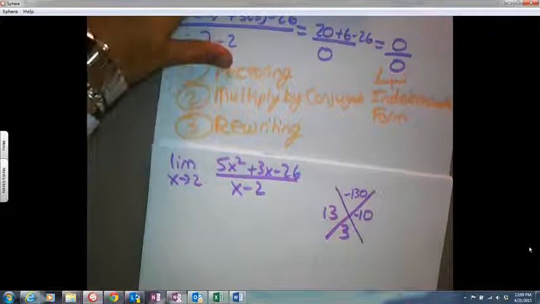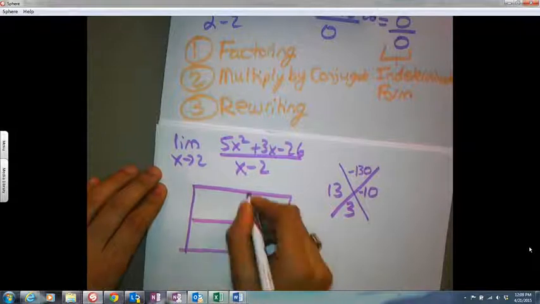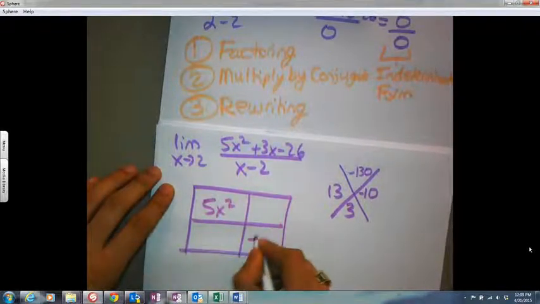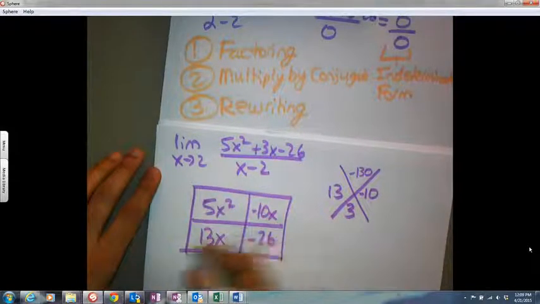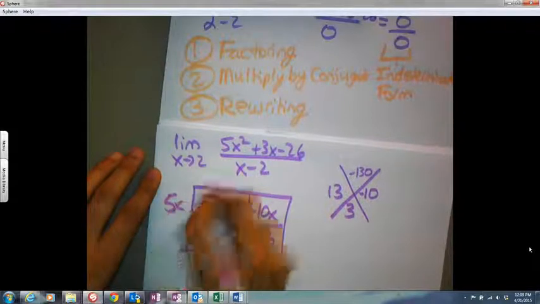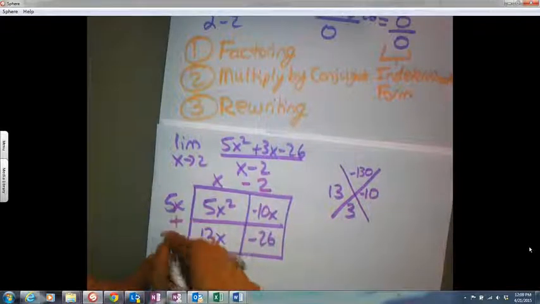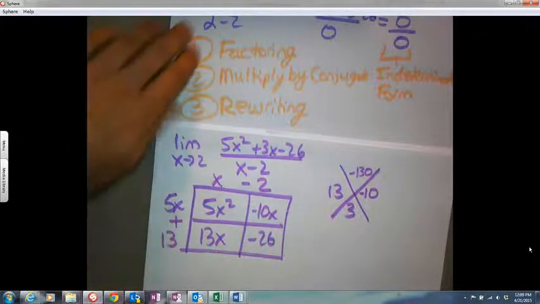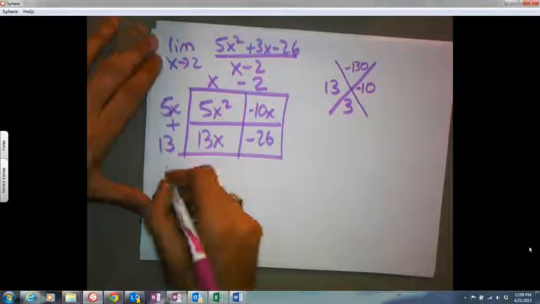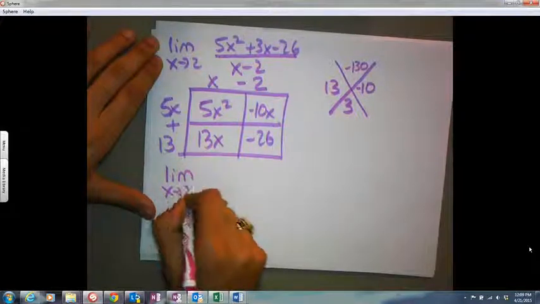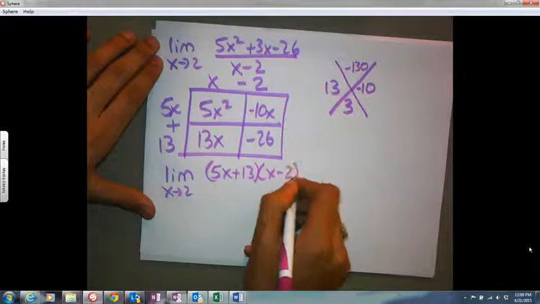All right. So let's draw the box. So what can I do here? Well, let's go 5x, x. Let's go minus 2 and plus 13. Yeah, that'll do it. Alright, so now we're going to go limit as x goes to 2 of 5x plus 13, x minus 2, all over x minus 2.